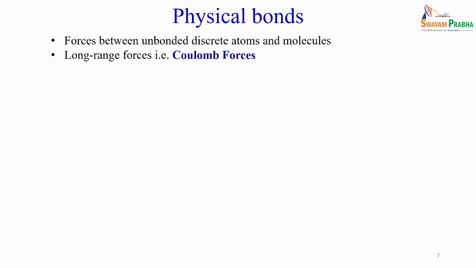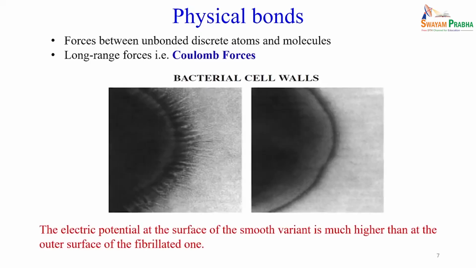Next one is the physical bond. Which, as I told first, is a long range force. One example is the Coulomb force, and as it is a long range force, it acts between unbonded discrete atoms and molecules. So, I will start with one example of this physical bond or electrostatic interaction.